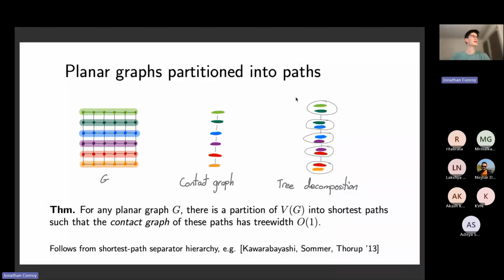No, this is not necessarily a unique decomposition. This is just saying that there exists some partition of the vertices into shortest paths. There could be many. Like in the grid case, you could also equivalently take the columns. Yeah, I'm thinking particularly about a cycle, right?